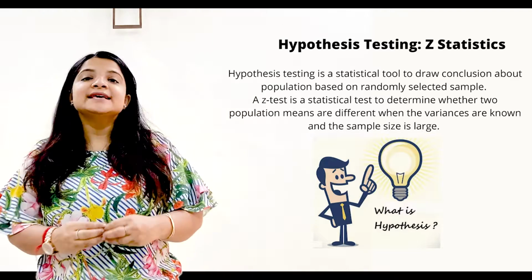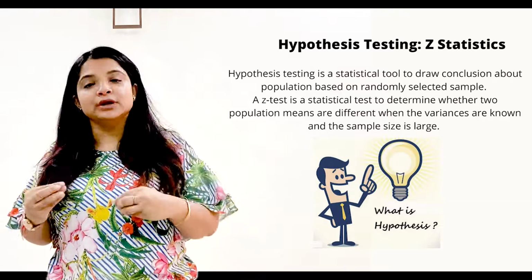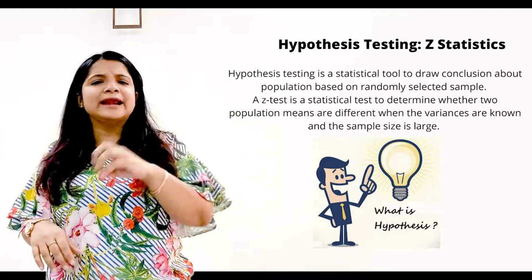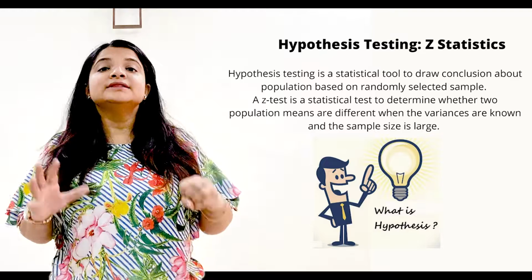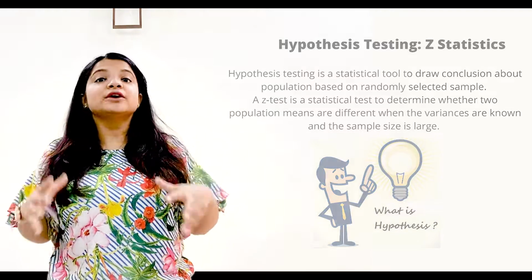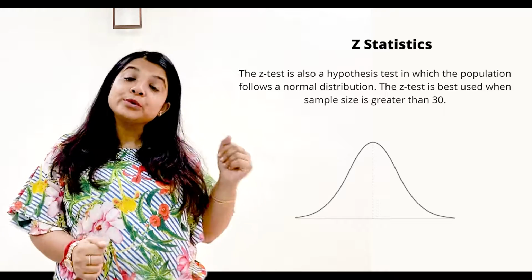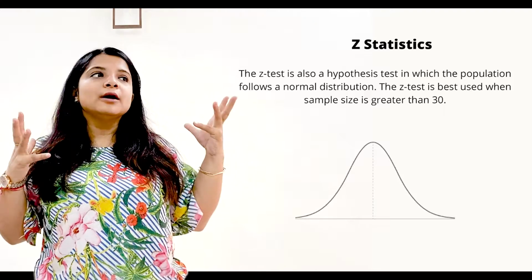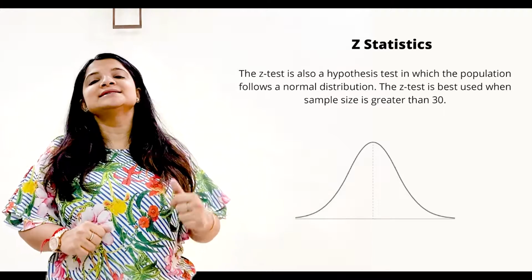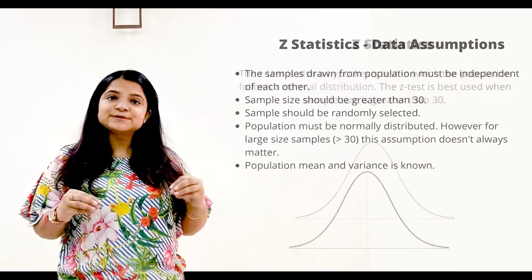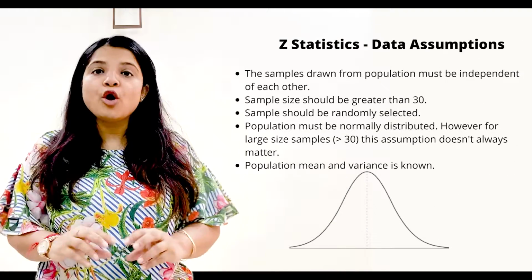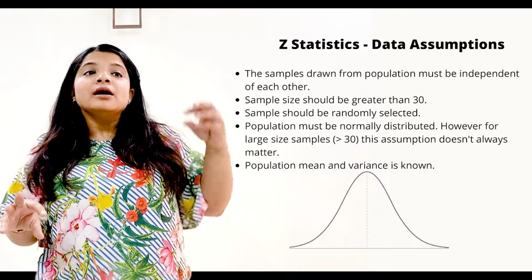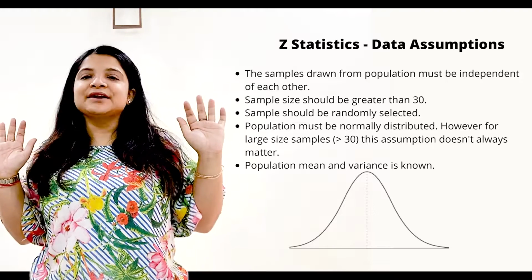Now the Z test will help you make meaningful and statistical conclusions about your entire population based on a randomly selected sample from that population. Your sample should be greater than 30 and the population should follow a normal distribution. These are the prerequisites of calculating the Z test. The Z test helps you calculate whether the mean of two populations is significantly different from each other if the variance is known and the sample size is greater than 30.